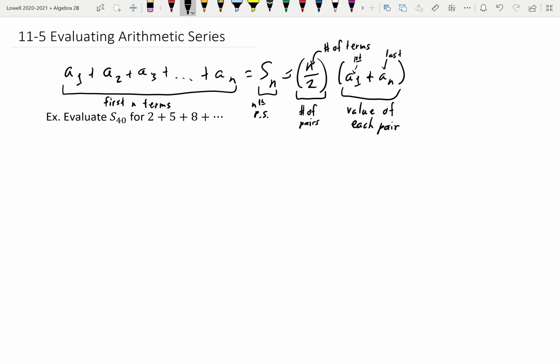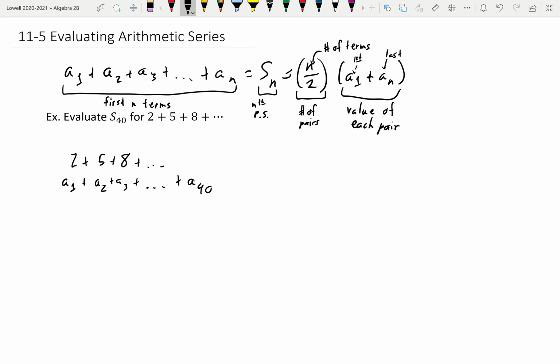Alrighty, so let's actually see this in action. We want to evaluate S40 for 2 plus 5 plus 8 and so on and so forth. Let me just copy this, it's a little crowded here. We're going to call the 2 A1 because there's no reason not to. That would mean A2 is 5, A3 is 8, and so on. Now eventually, we need to get to A40.